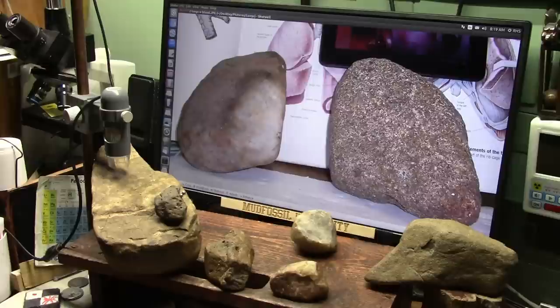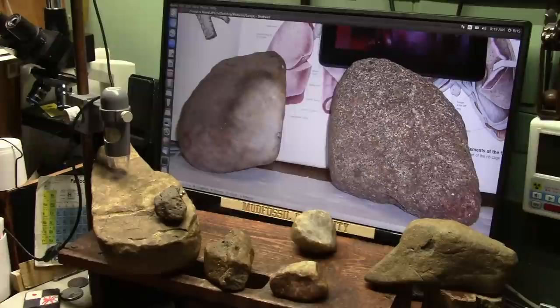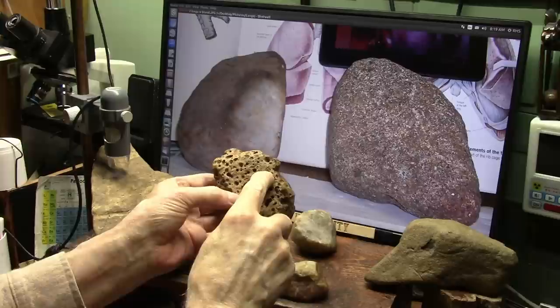Okay, I explained about the veins of quartz and how they fill in voids. That the quartz fills in voids. It just fills them in. As a matter of fact, this one right here is being invaded right now with quartz. I'll show that in a microscope. That one right there.